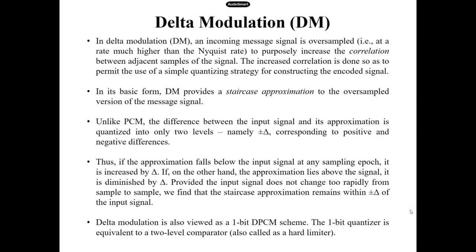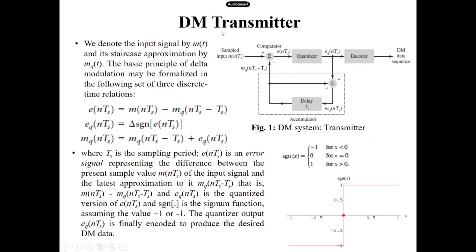The 1-bit quantizer is equivalent to a 2-level comparator, which is called a hard limiter circuit. So if we compare it with DPCM, this part remains the same. The difference is that we have a delay introduced into the values which we are getting as the output from the quantizer, and we are then comparing it with the values coming from the sampled input.